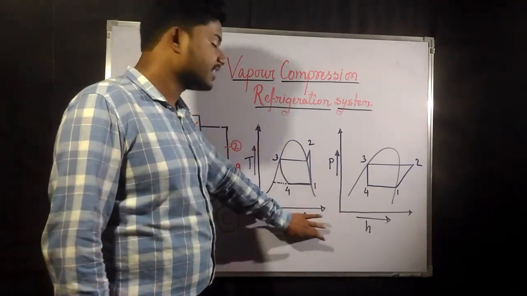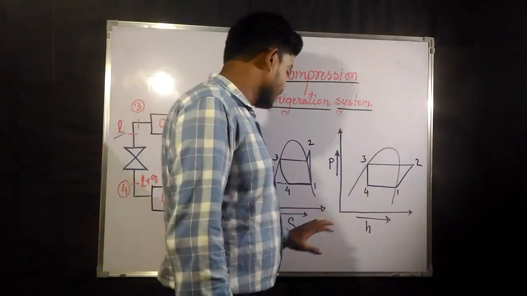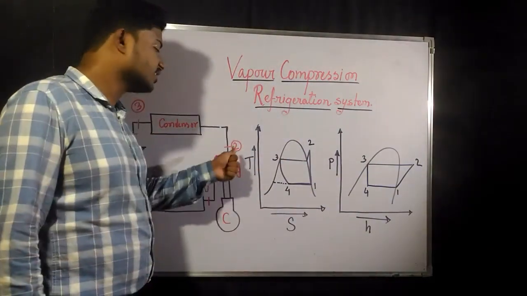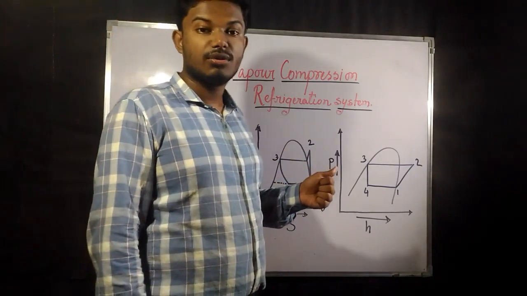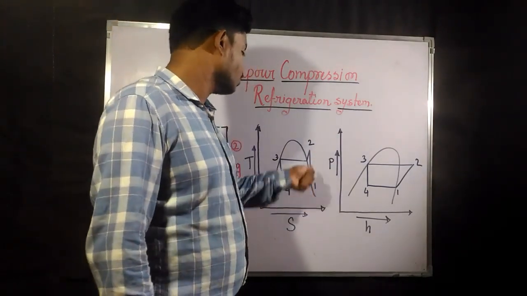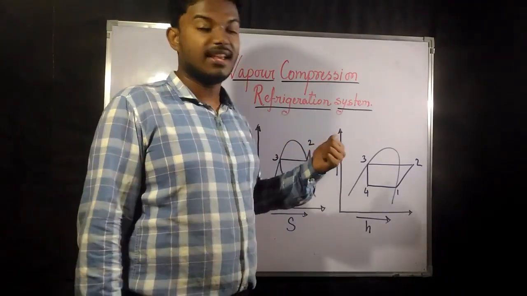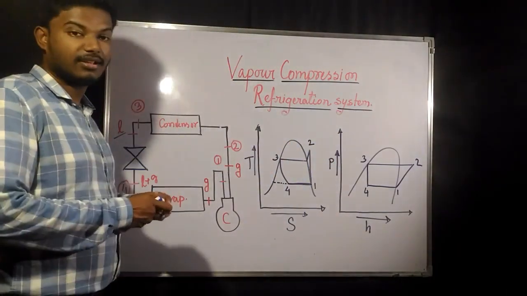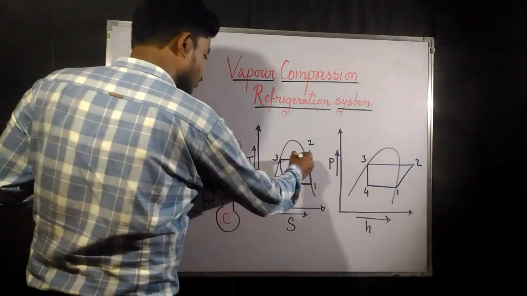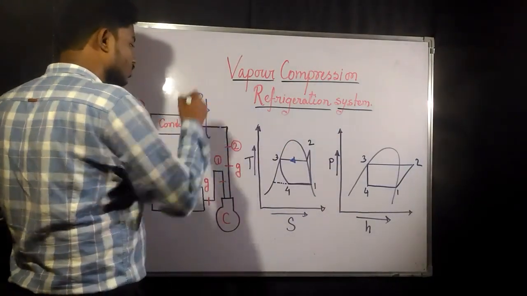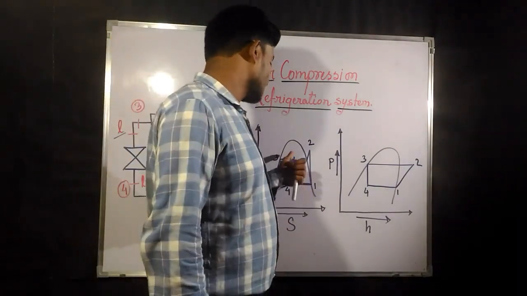So there is the temperature entropy diagram. In the temperature entropy diagram, 1 to 2 is nothing but adiabatic compression, or you can say isentropic compression. 2 to 3 is what? At constant pressure it is going to release heat. So you can say this is a constant pressure heat rejection process.